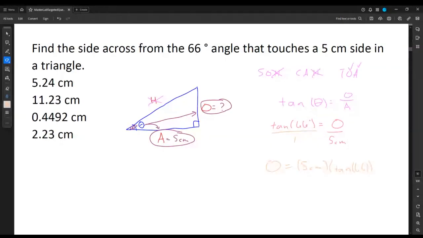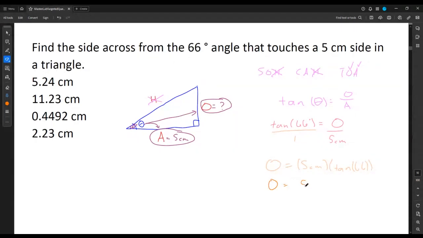Okay, well, I have no idea what tangent of 66 is. So that's something we'll have to get from a calculator. So far, we know that 5 centimeters is here. Then tangent of 66, again, you'll have to get from a calculator. That's going to come out to be something like 2.246.